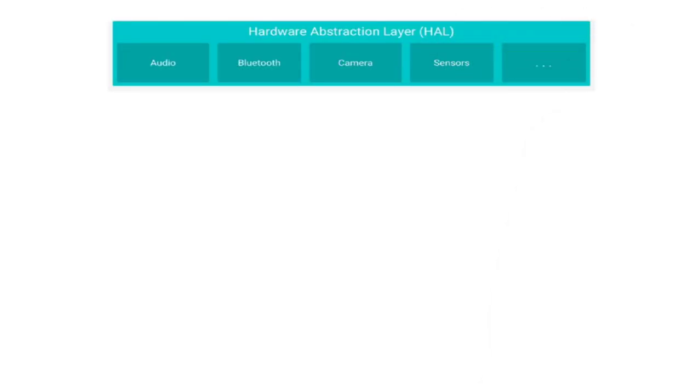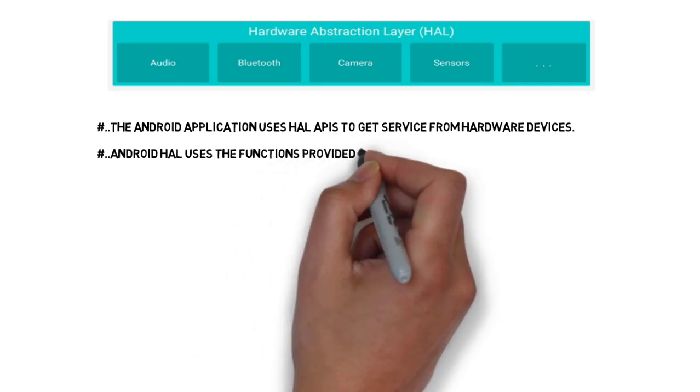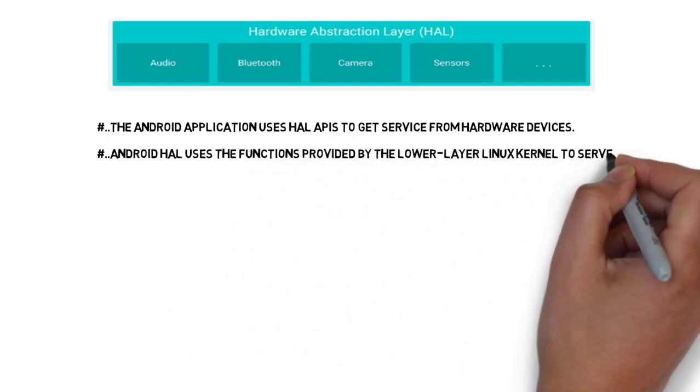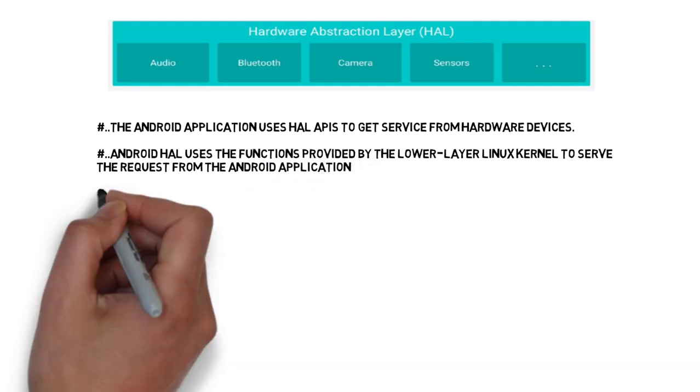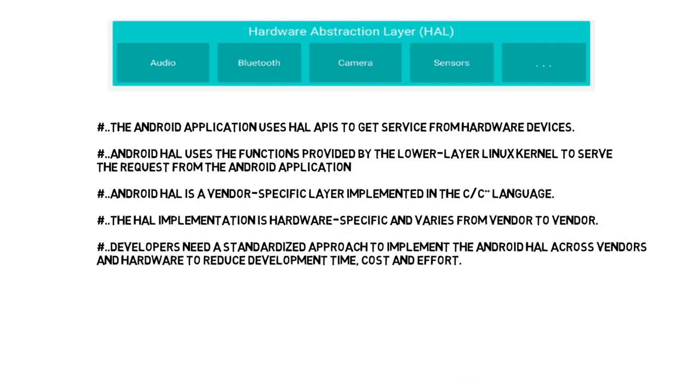This is the second layer of our Android platform architecture, the hardware abstraction layer, also known as HAL. It has audio, Bluetooth, camera, sensor and many more parts. Let's list the important points of this HAL. Android applications use HAL APIs to get service from the hardware devices. The Android HAL uses functions given by the layer below, that is the kernel layer. It will get some functions to serve the requests from the Android applications.